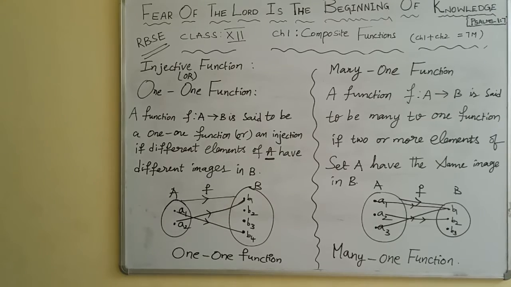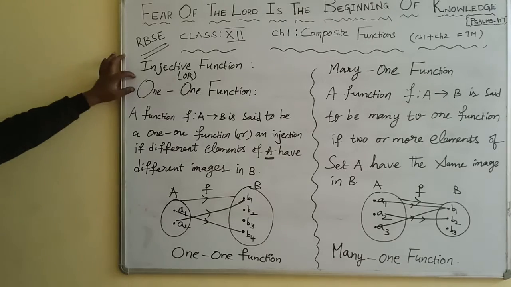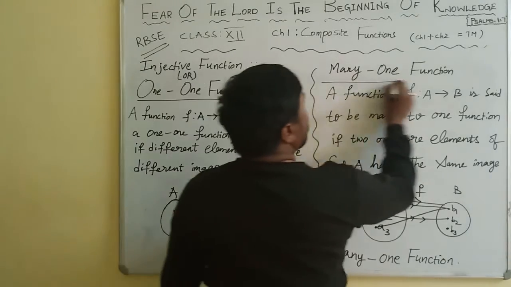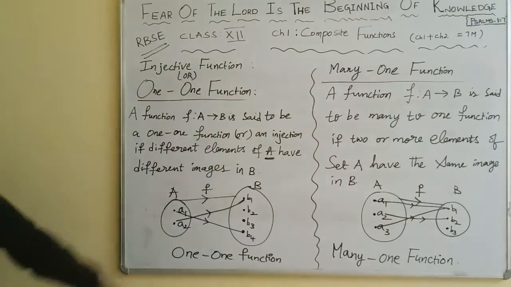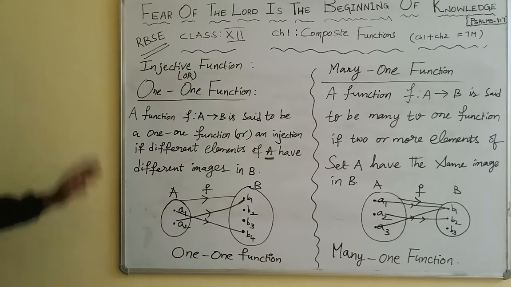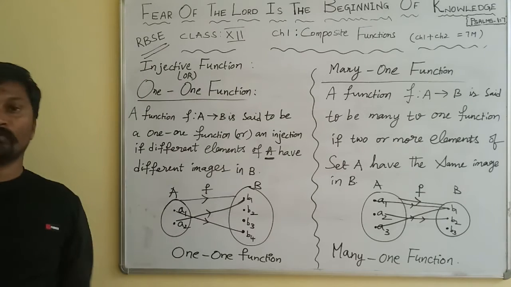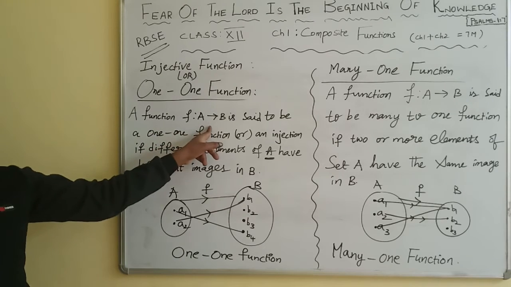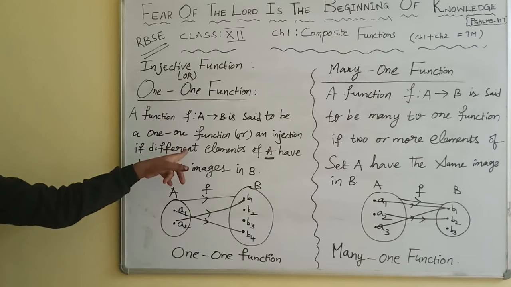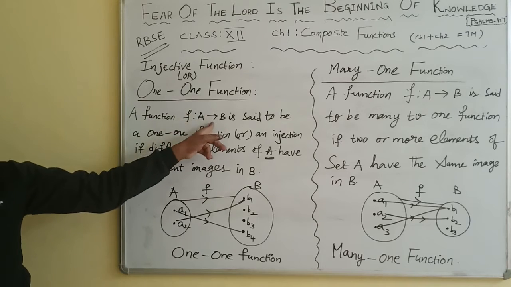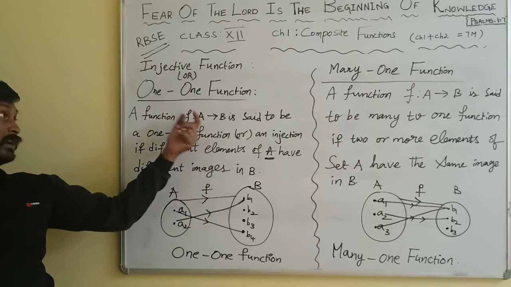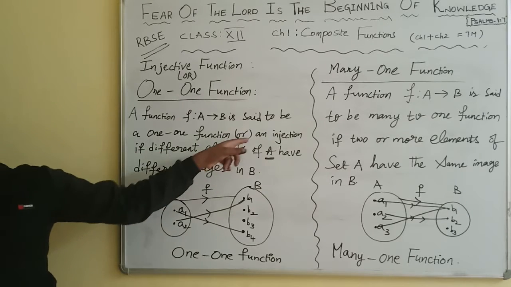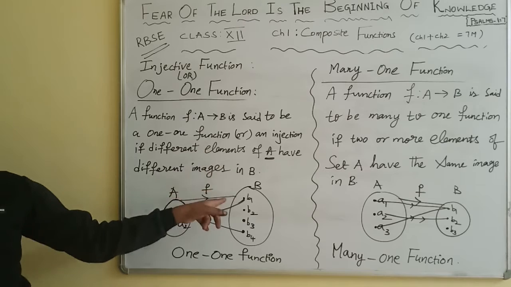Now we are going to discuss injective function or one-to-one function, and many-to-one function. These two were written separately so that you can understand the difference between one-to-one function and many-to-one function. What is one-to-one function? A function f maps A to B is said to be a one-to-one function, or we can say an injection, if different elements of A have different images in B.